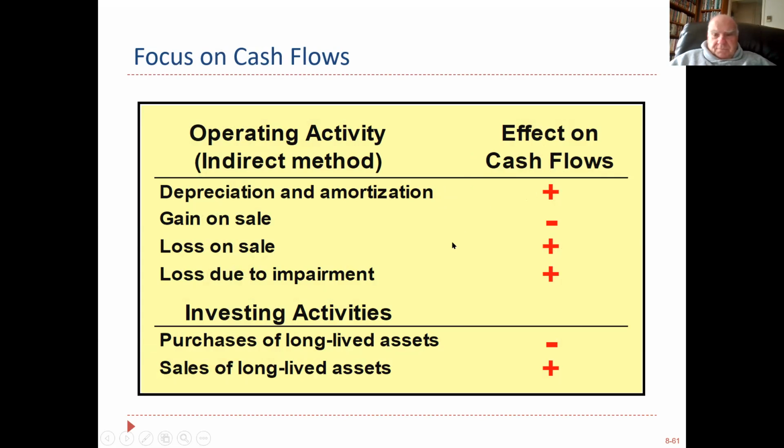Gain on a sale, effect on cash flows. Now, why are they showing that negative? Am I missing something here? Why is a gain on it? Yes. In fact, I'm not sure I want to go over this and try to explain.